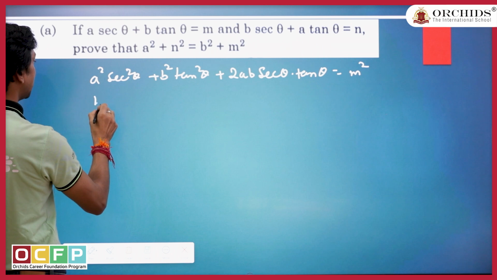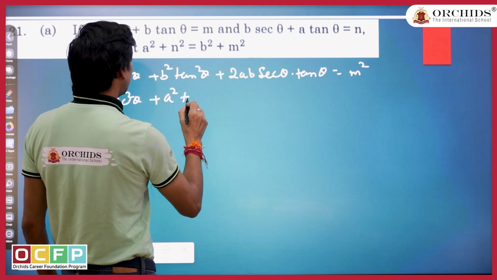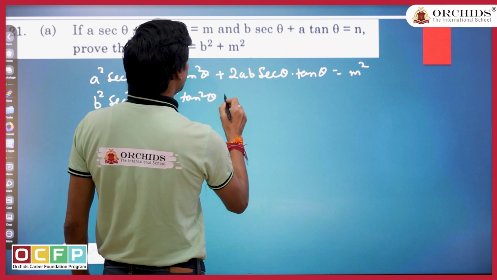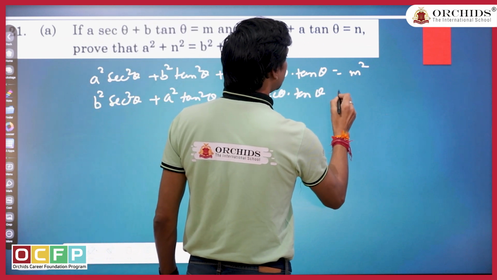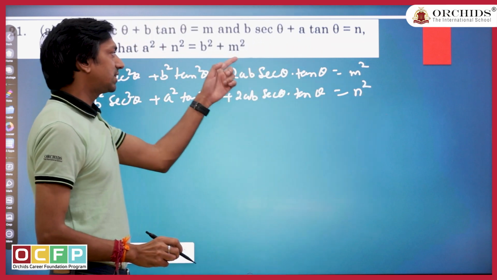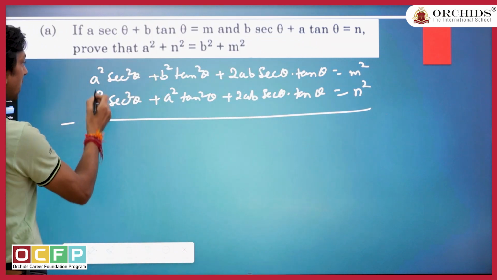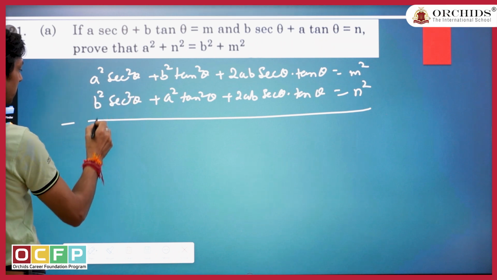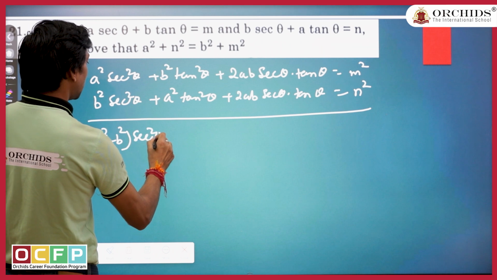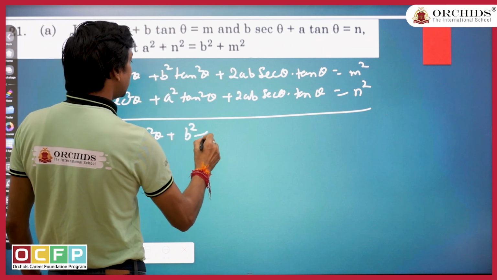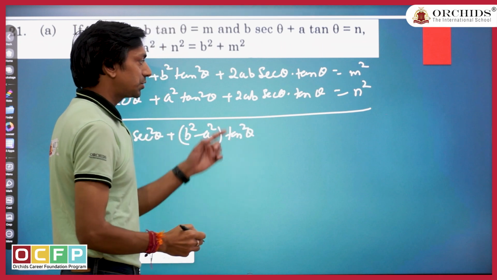And when you do the squaring in the second equation, we will get b square secant square theta plus a square tan square theta plus 2ab secant theta into tan theta, and that is equal to n square. Now we are not interested in 2ab, so we have to subtract equation number 2 from 1. So we'll get from there, secant square theta is common, so we'll get a square minus b square into secant square theta plus similarly b square minus a square into tan square theta, and plus 2ab minus 2ab will cancel.